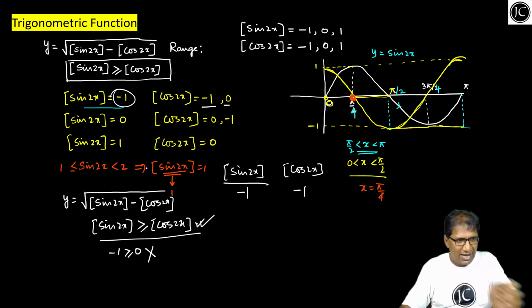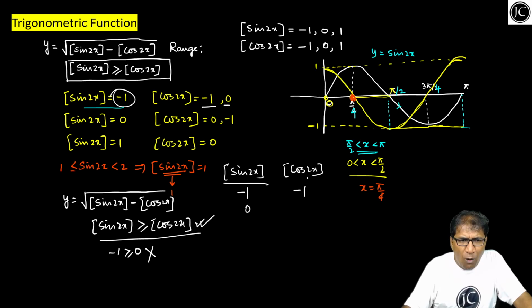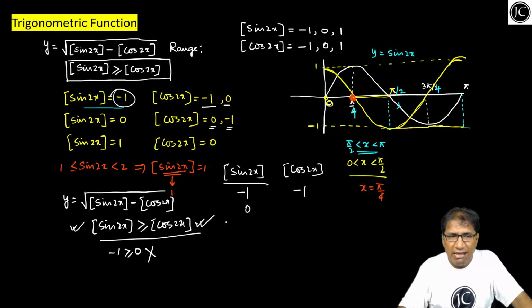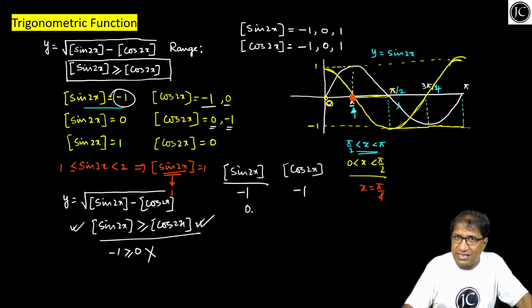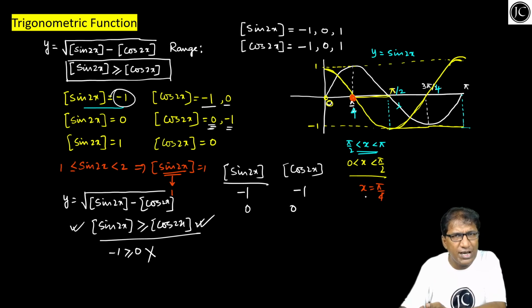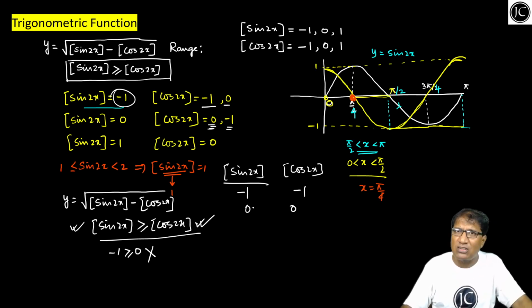Clear हुआ? Now, जब [sin 2x] 0 लेगा, तब [cos 2x] क्या क्या ले सकते हैं? 0 ले सकते हैं, -1 ले सकते हैं. अभी देखेंगे ये कंडीशन क्या सेटिस्फाई कर रहे हैं. जब [sin 2x] is 0, तब अगर [cos 2x] 0 है, accepted, because 0 is equal to 0. Okay, now if [cos 2x] takes -1, तब भी it is true. Why? Because [sin 2x] is 0, so 0 is greater than equals to -1.